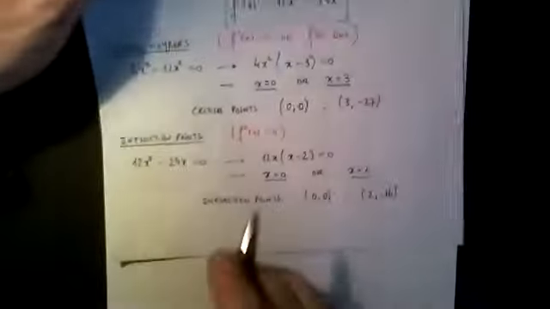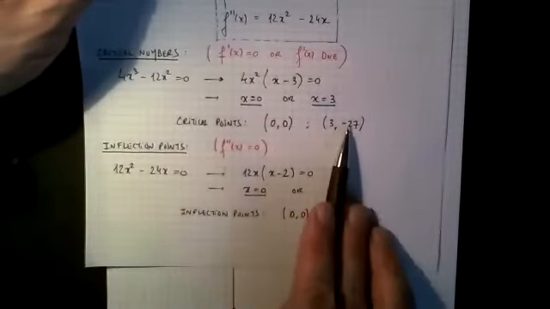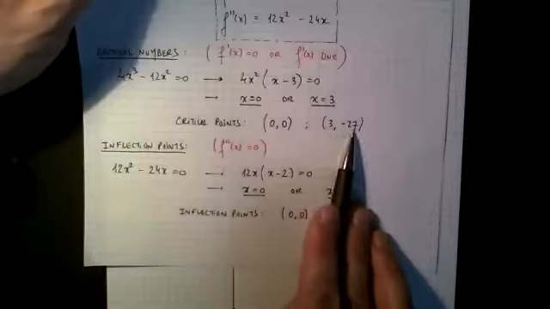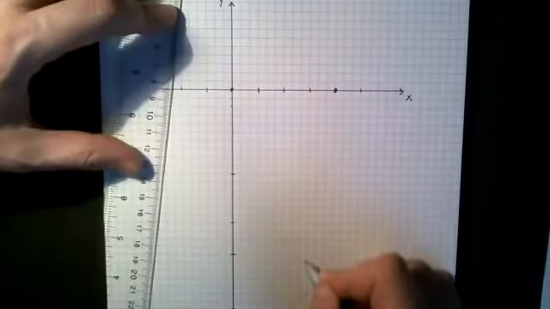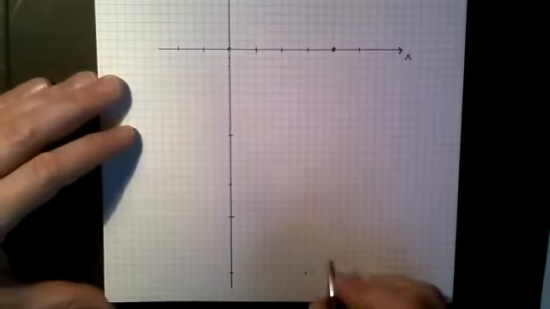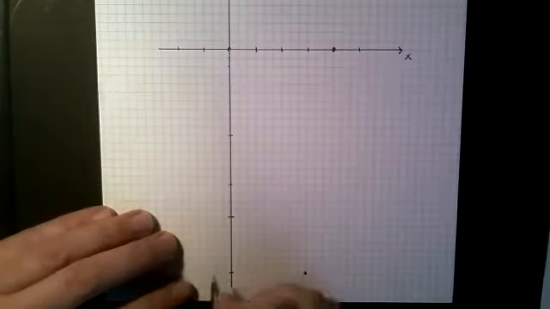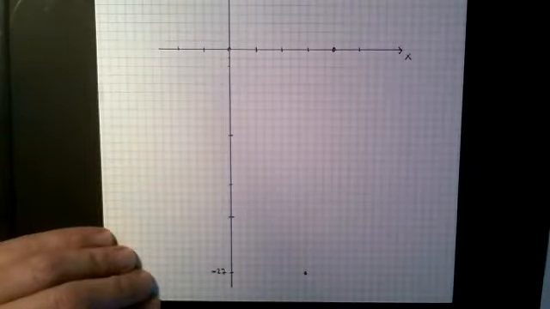And I'm going to place my critical points, which were, if you remember, (0, 0), which is already placed, and (3, -27). So let's place (3, -27). So 1, 2, 3, and -27, which is below here. Yeah, right here. Okay. -27.